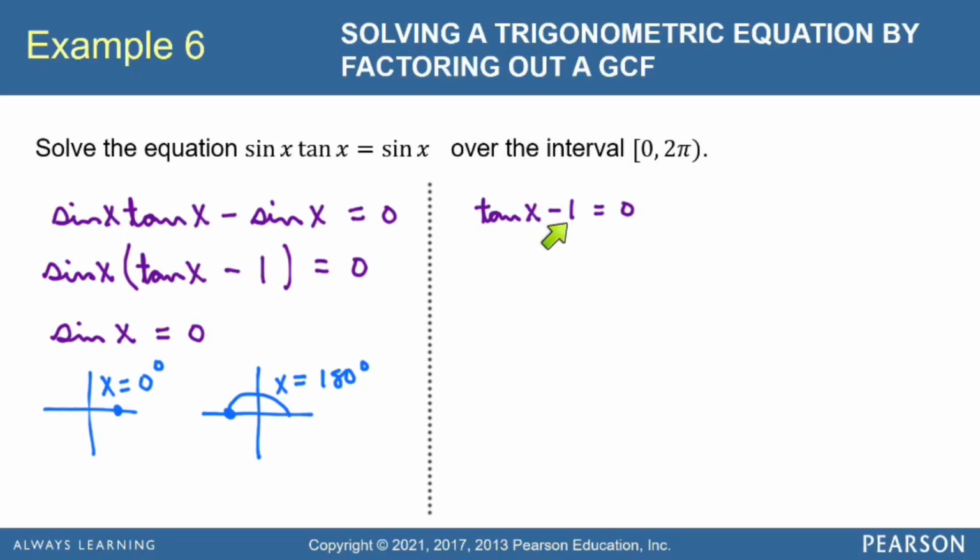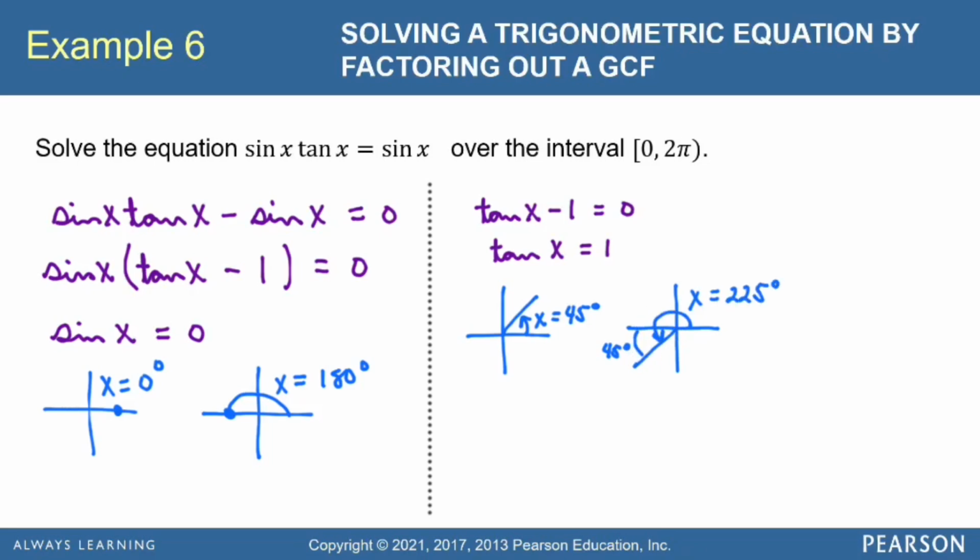So if tangent of x minus 1 equals 0, that means tangent of x equals 1. Now for an angle to have a positive tangent value, that angle would have to be either in quadrant 1 or quadrant 3. So we're going to get a solution from each of these quadrants. 1 happens to be one of our memorized tangent values, and that tells us that the reference angle for each of these solutions is 45 degrees. Now for the quadrant 1 angle, of course the solution is 45 degrees. For the quadrant 3 angle, the solution would be 225 degrees.